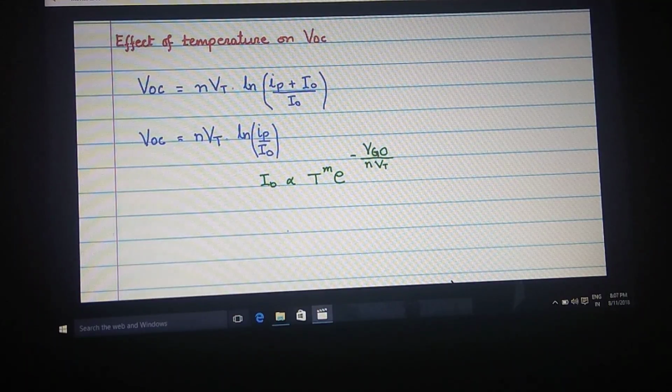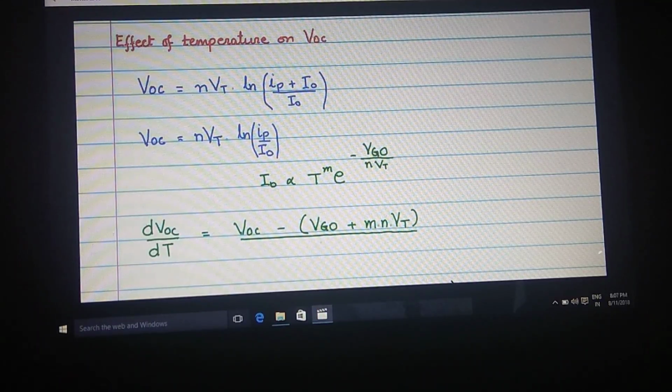and substituting this and then trying to find dVOC by dt, we get dVOC by dt as VOC minus (VGO plus NVT) whole over T. So you see that for a given temperature, we can calculate the rate VOC will change with temperature.